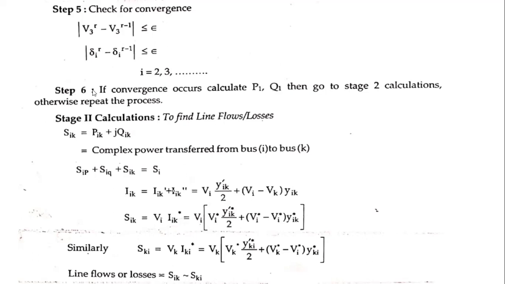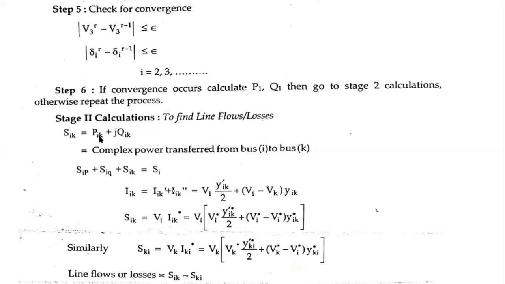Next, step 6. If the convergence occurs, calculate P1, Q1, then go to the stage 2 calculations. Otherwise, repeat the procedure. What are the stage 2 calculations? To find the line flows and the losses.